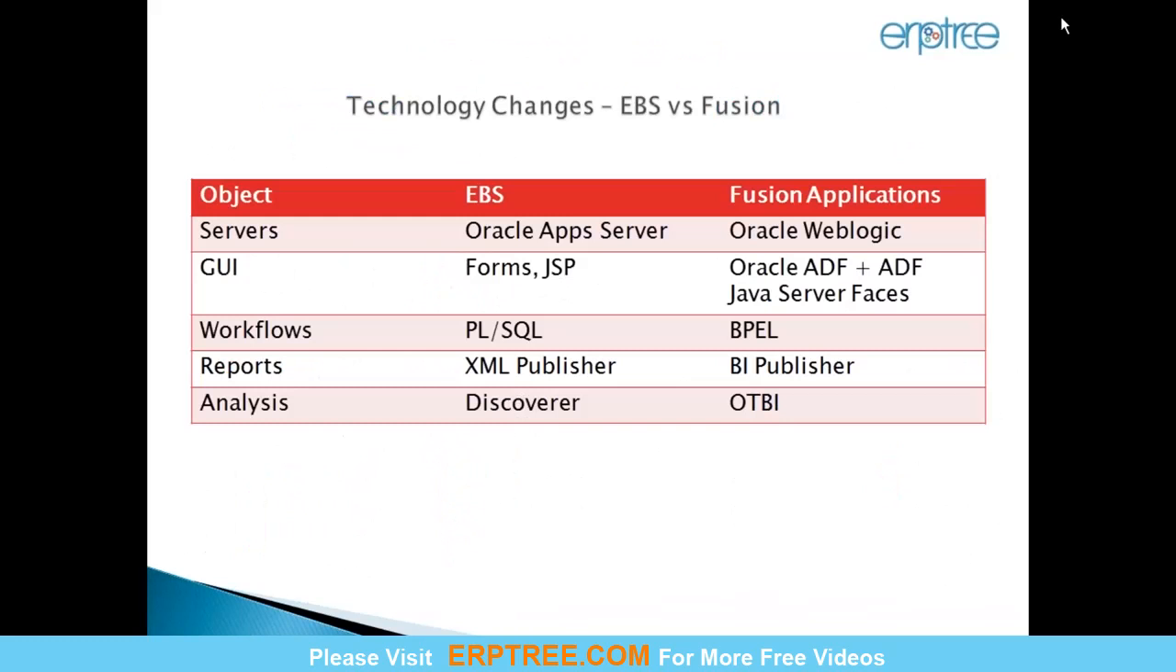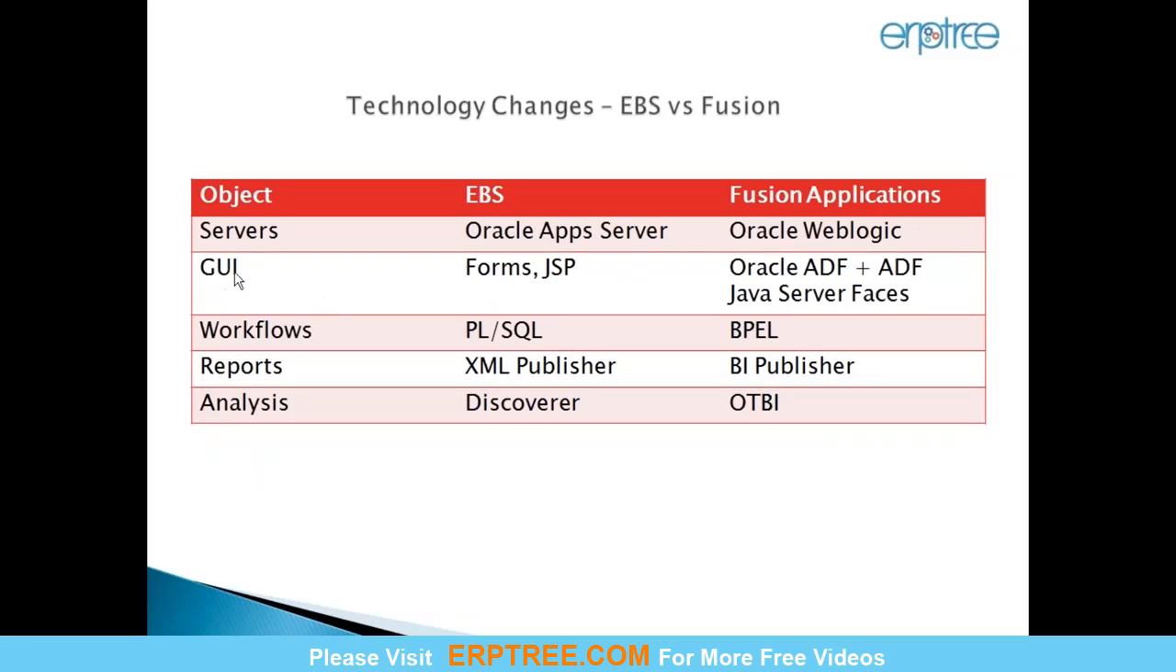So here I just mentioned a few technology changes, the terms and the meaning of that. When you talk about the objects I mentioned here, servers. When you talk about servers in Oracle EBS, we know very well, we have an app server, basically Apache server, we use in case of EBS. But in Fusion, they totally changed that to Oracle WebLogic server.